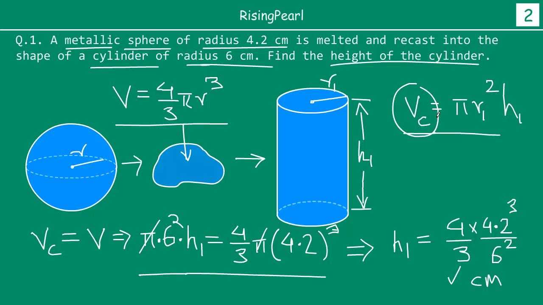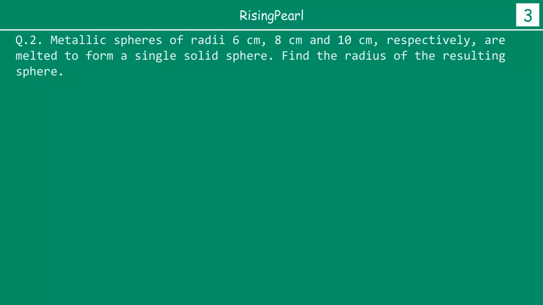So the volume of the cylinder is given by this formula, but because the new cylinder is made from this, this volume must be equal to the volume of the melted metal. So this is the most important thing here, which is that volume of the cylinder, which is the new object, must be equal to volume of the melted metal, right? And then we just simply put the values and we solve for h, and we can find out the height of the cylinder. Let's take a look at maybe a few more questions.